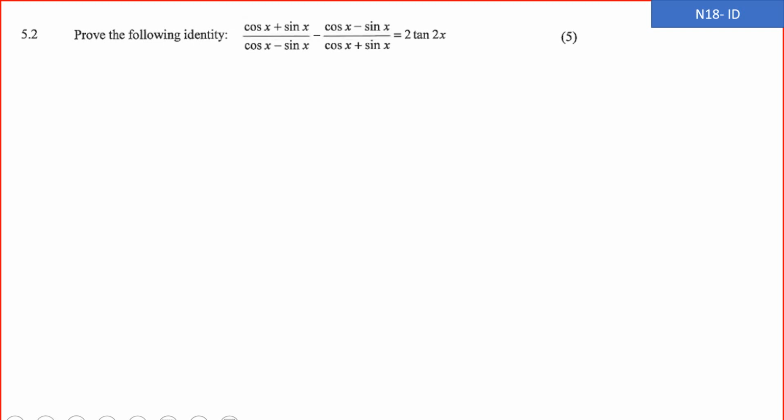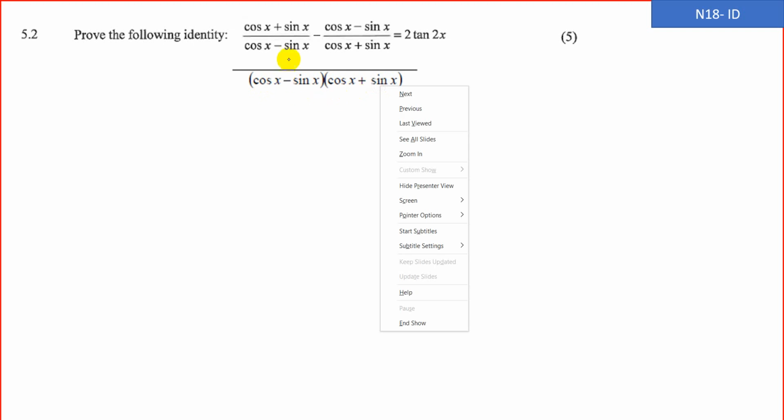So looking at this following question, it says prove the following identity. And we see we have a left hand side and a right hand side. So we're going to start with our left hand side. What we notice is we have two denominators, and what we've got to do is find a common denominator. So our LCD is cos x minus sin x into cos x plus sin x.